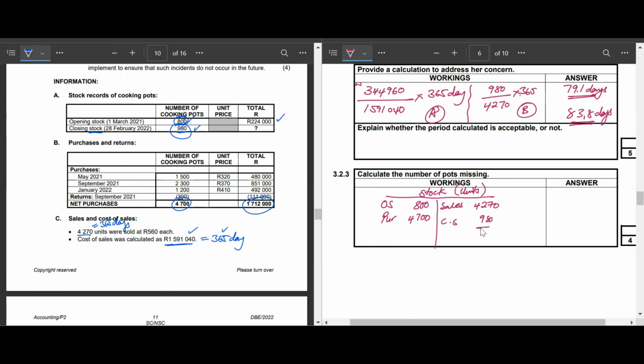The basic understanding here is that this is a stock account, so on the debit it will increase and on the credit it will decrease. So I say 800 plus 4,700, that gives me 5,500. Then I say 5,500 minus 4,270 minus 980. Therefore, the difference becomes your missing units, and in this case, your missing is 250 units.